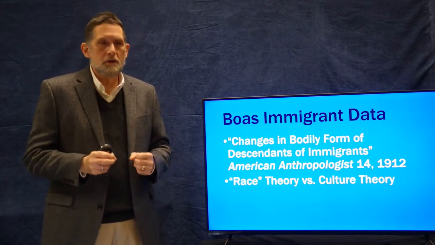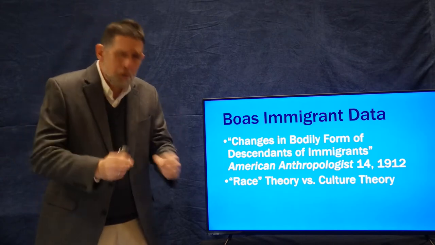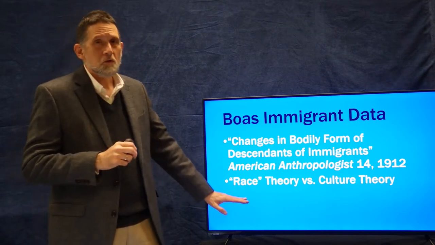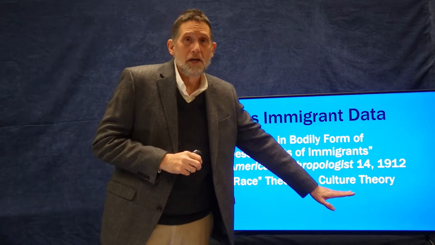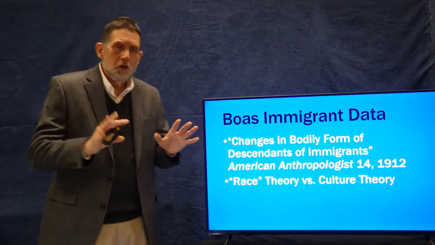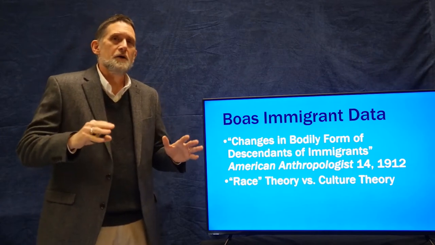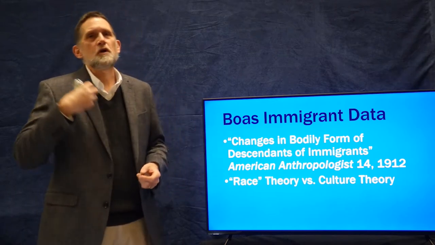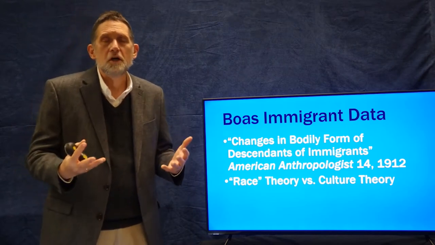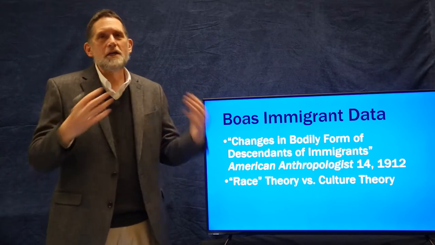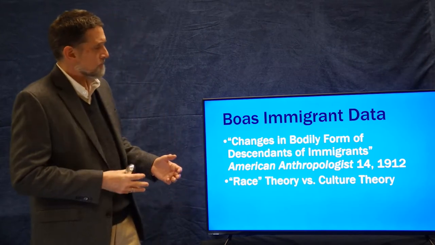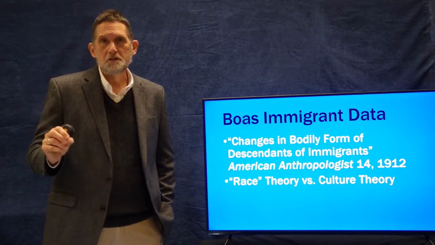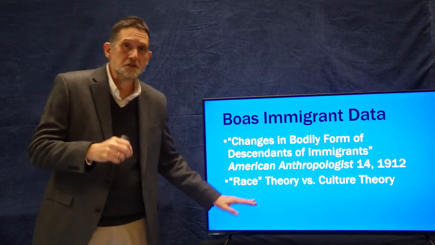The purpose of these data and the purpose of this study was to test race theory versus Boas's culture theory. We go back to the beginning of this course. I talked about the basic fundamental questions of anthropology being ones of meaning versus ones of variation. And those variation questions are, why aren't everyone alike? Why doesn't everybody do the same things? Race theory answered that question by saying, people don't do the same things, and people aren't all alike because they are of different races.